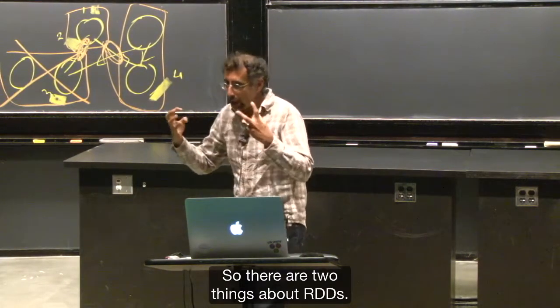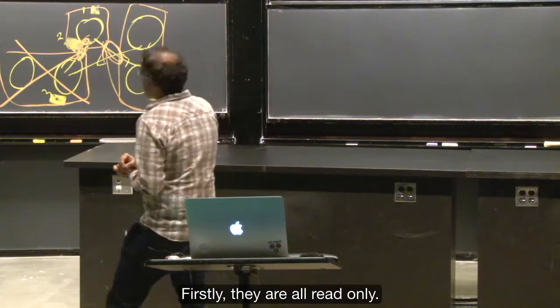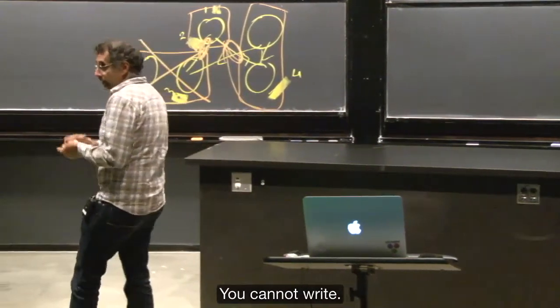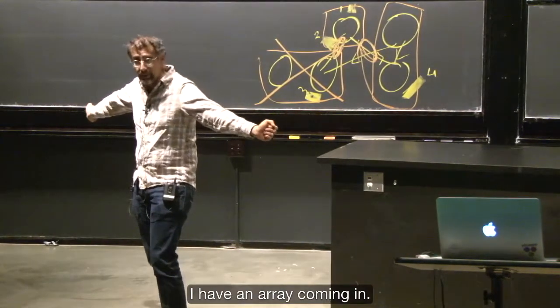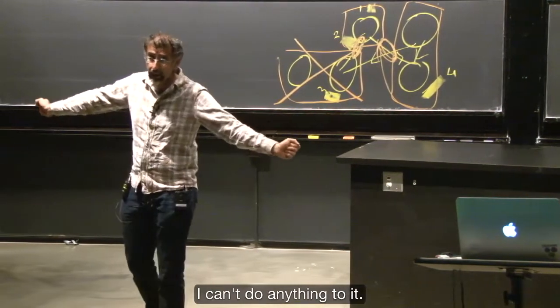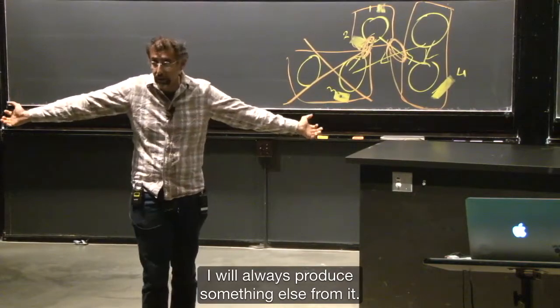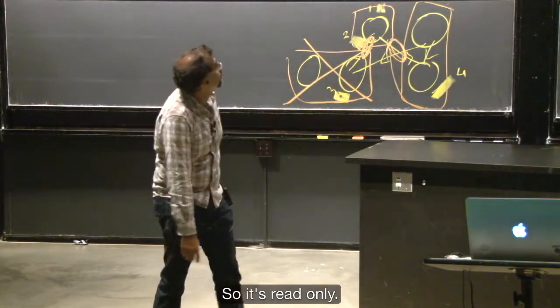So there are two things about RDDs. Firstly, they're all read-only. You cannot write. This is the idea behind functional programming. I have an array coming in. It's a read-only array. I can't do anything to it. I will always produce something else from it. So that idea remains. It's read-only.